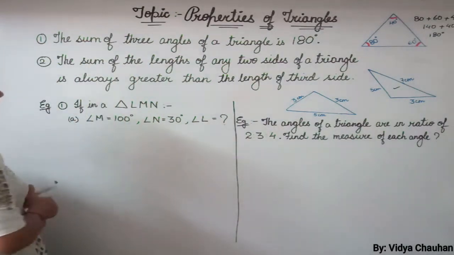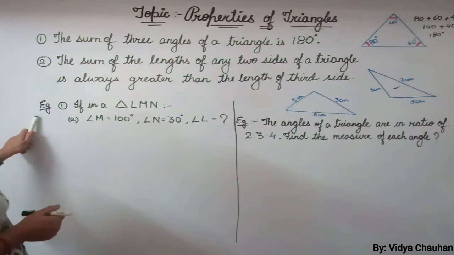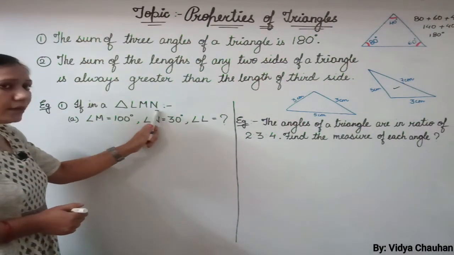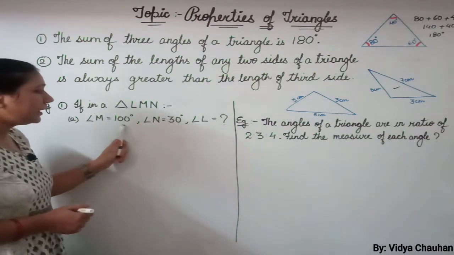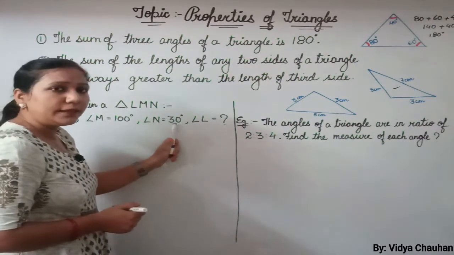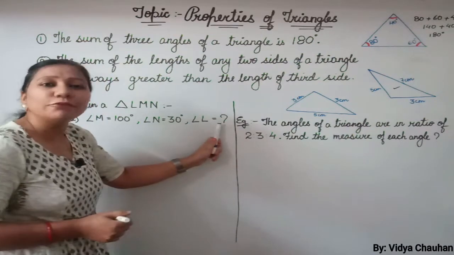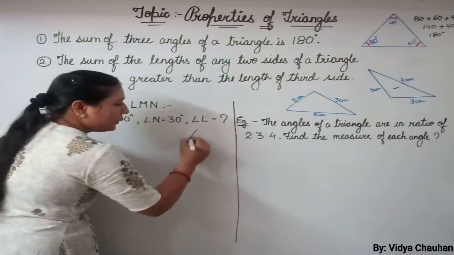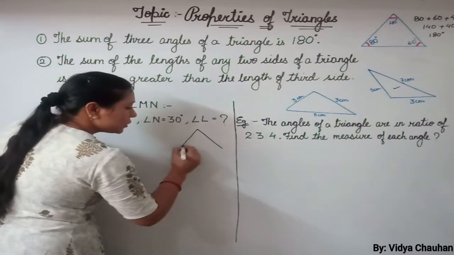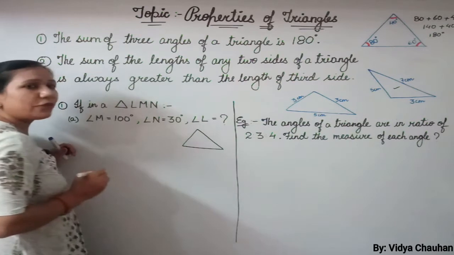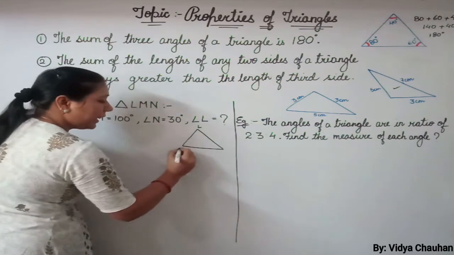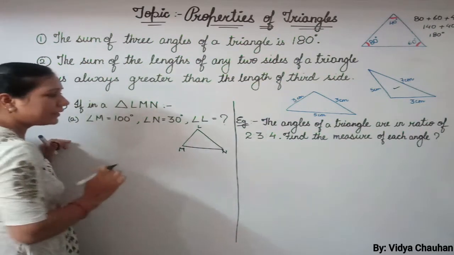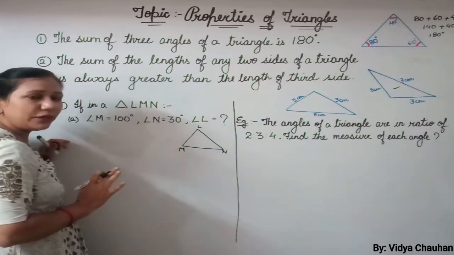Here I have taken an example, and the example says: in a triangle LMN, angle M is 100 degrees, angle N is 30 degrees, and angle L you have to find out. That means it is not known. So what will we do if we have to find this? Very first, let us make a triangle and give it the name LMN. Clear? So we have made the triangle and labeled it with three vertices.